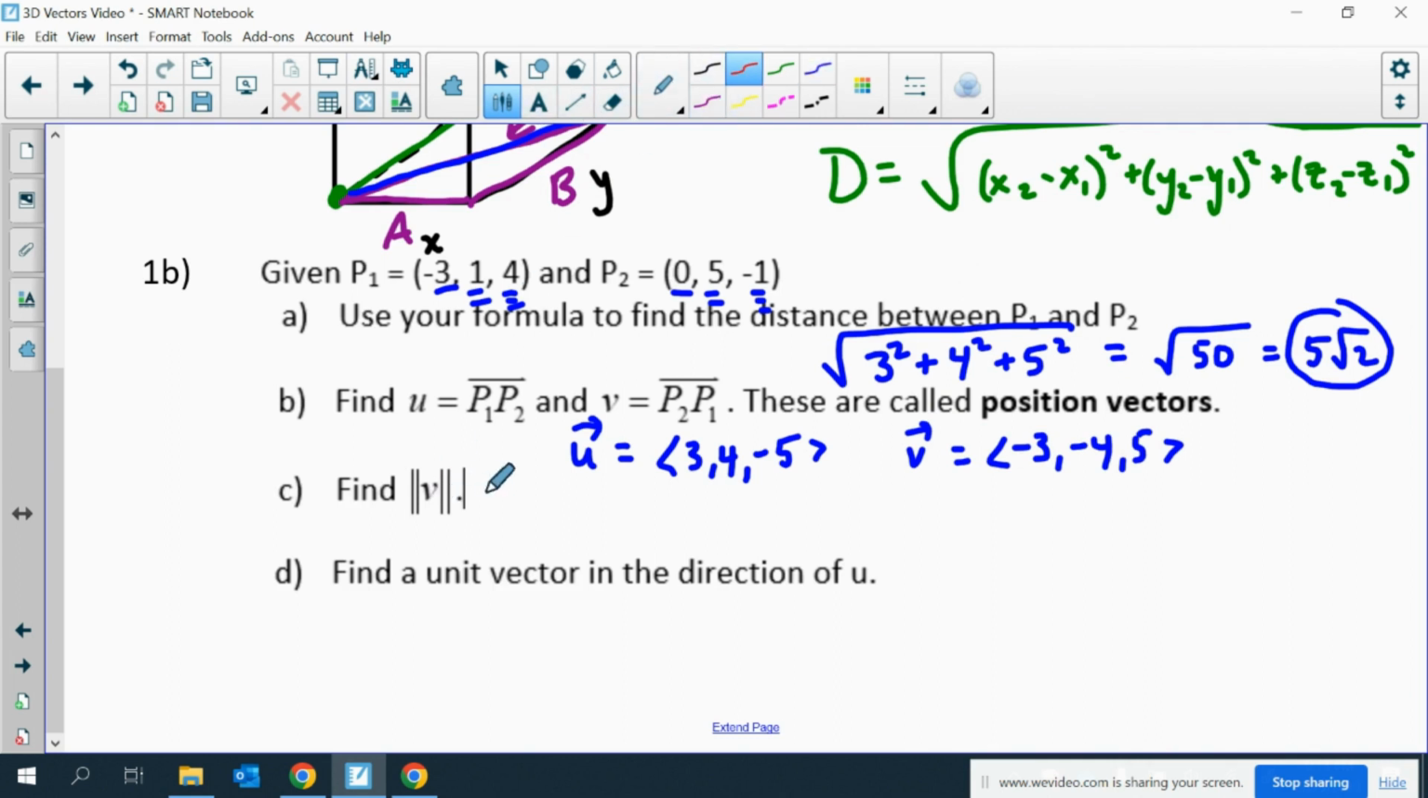Find the magnitude of v. Well, we already calculated the magnitude of v. We did that when we calculated the distance between P1 and P2. So that's the square root of 50. Then we want to find a unit vector in the direction of u. So I'm going to take u, which is 3, 4, negative 5, and divide each of the parts by the square root of 50. You can simplify these, but it's not necessary.